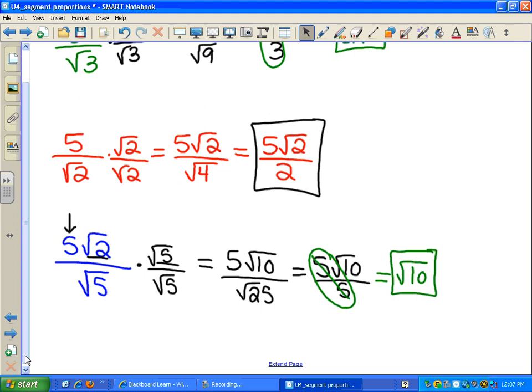So there you go. That is how we rationalize denominators. You are going to have some more practice with this later in this session, so good luck.